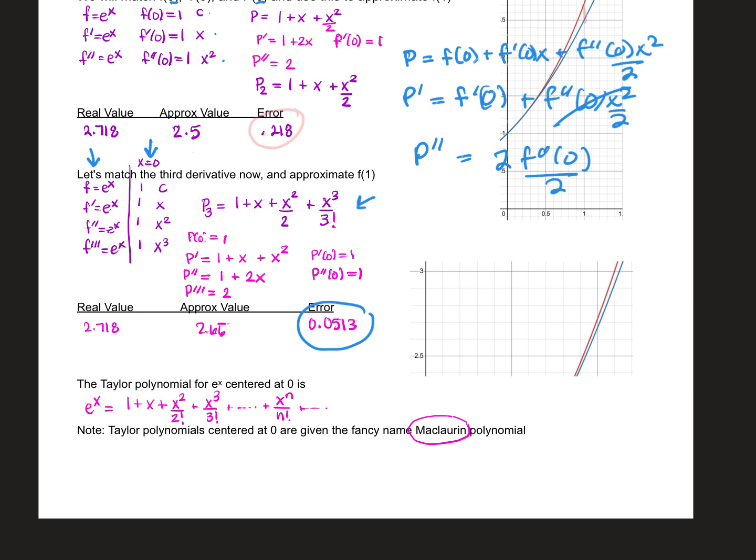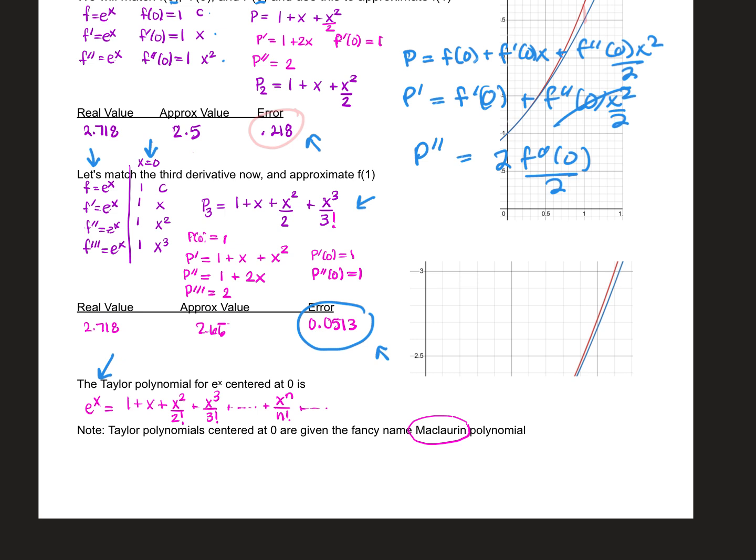So we did get a lot better. It was 0.2, and now we're down to 0.05. If we wanted to make this even better, what we could do is now match the fourth derivative, or the fifth derivative. Now, the Taylor polynomial we just built was the polynomial for e to the x. So think about this.